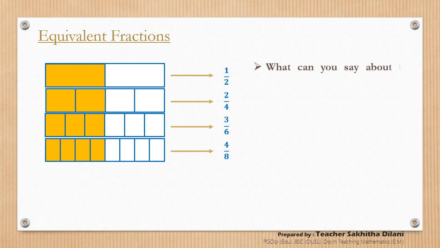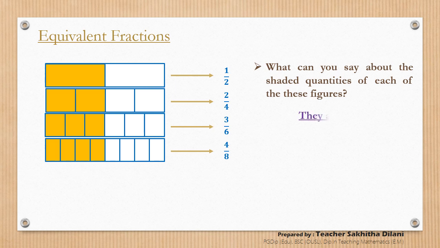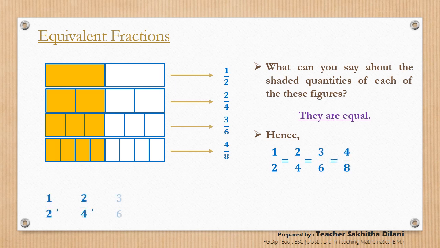What can you say about the shaded quantities of each of the above figures? They are equal. Hence, you can write these fractions as 1/2 equals 2/4 equals 3/6 equals 4/8. These fractions are called equivalent fractions.